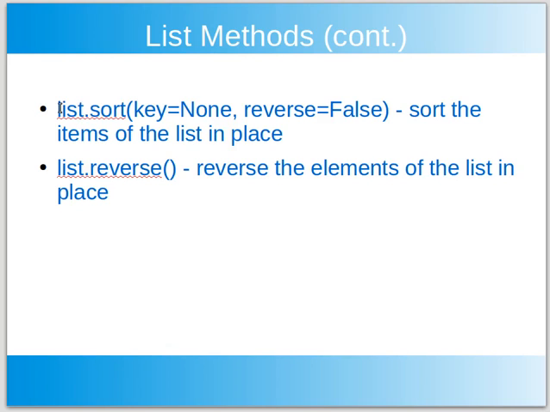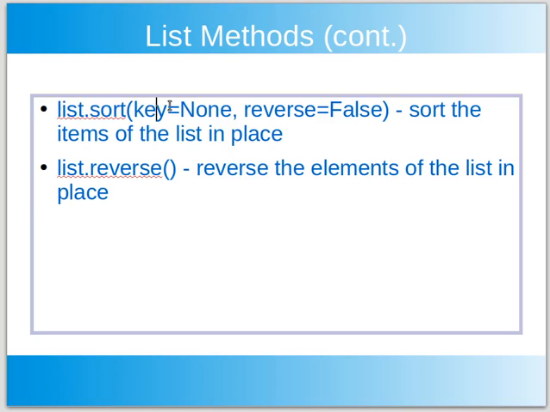List methods continued. List.sort, key defaults to none, reverse defaults to false, sort the items of the list in place. List.reverse, reverse the elements of the list in place.